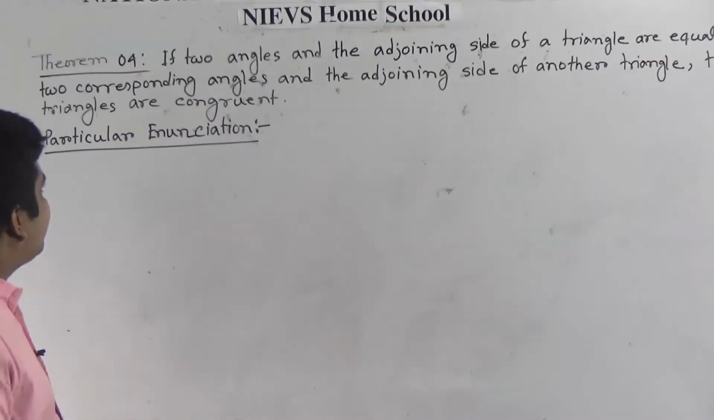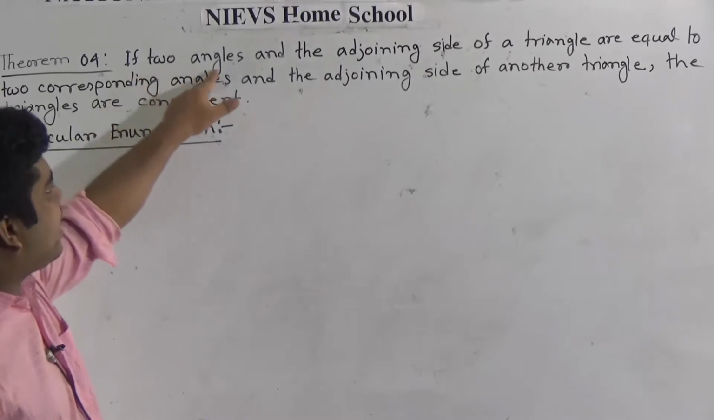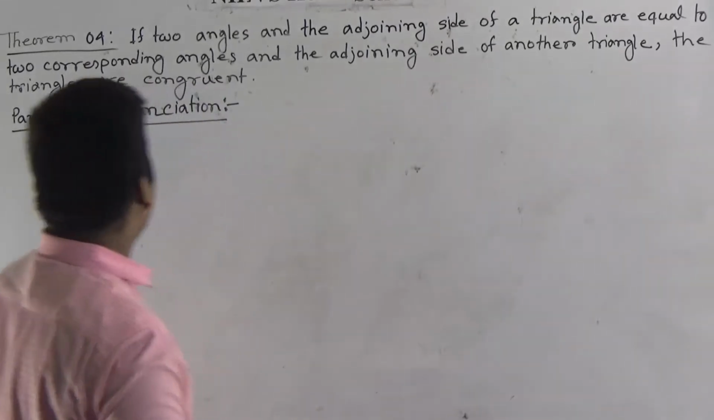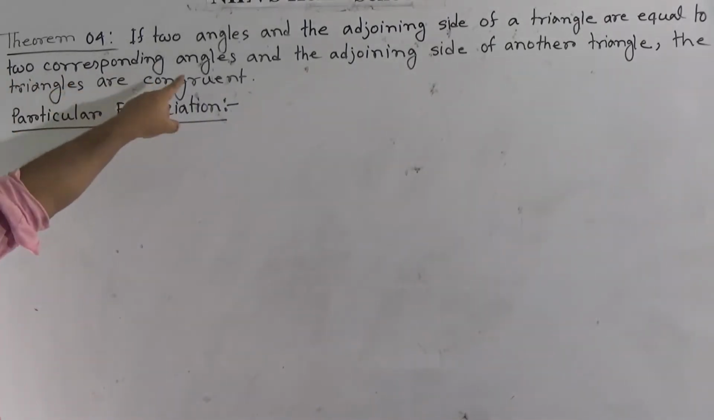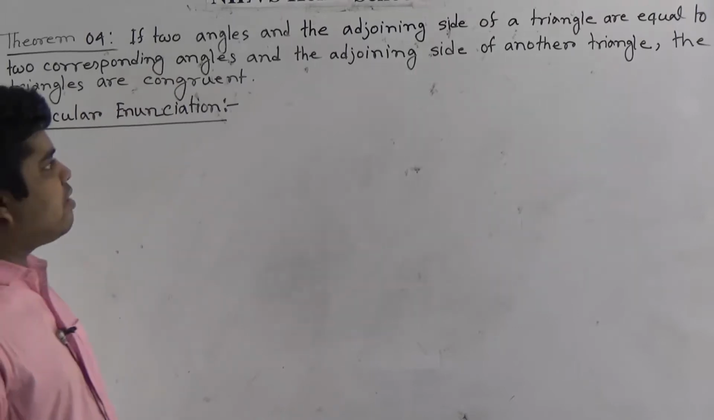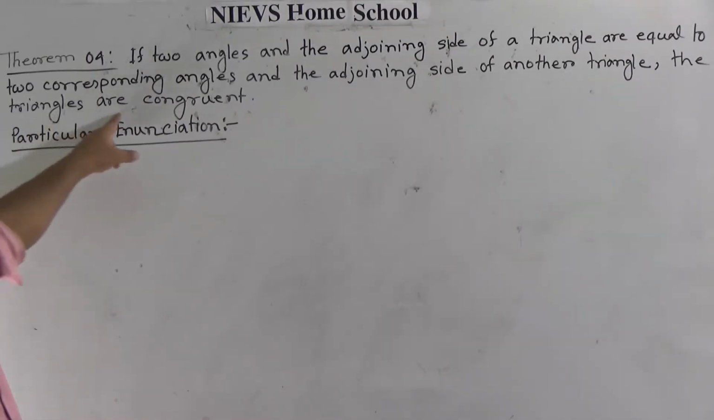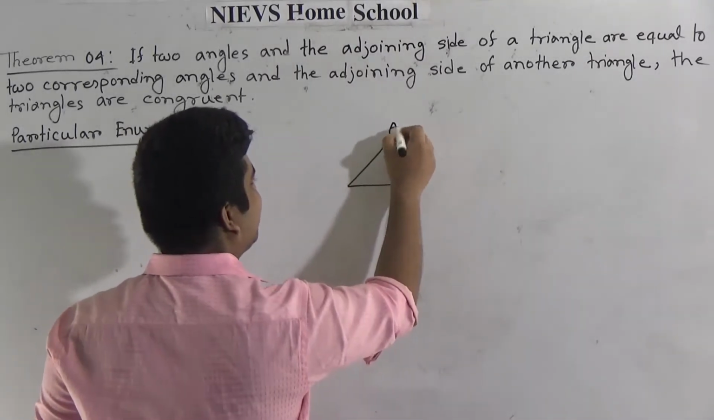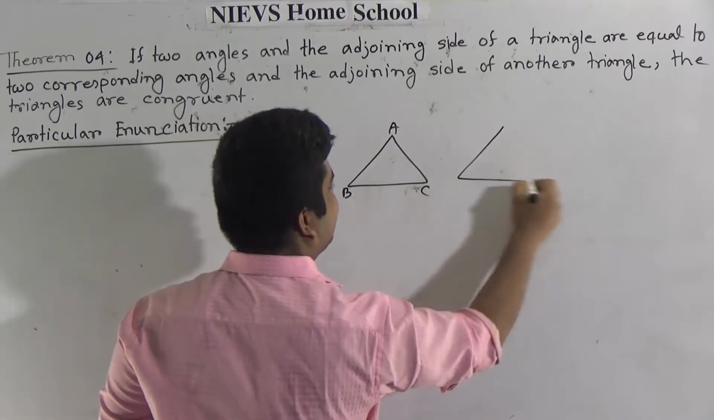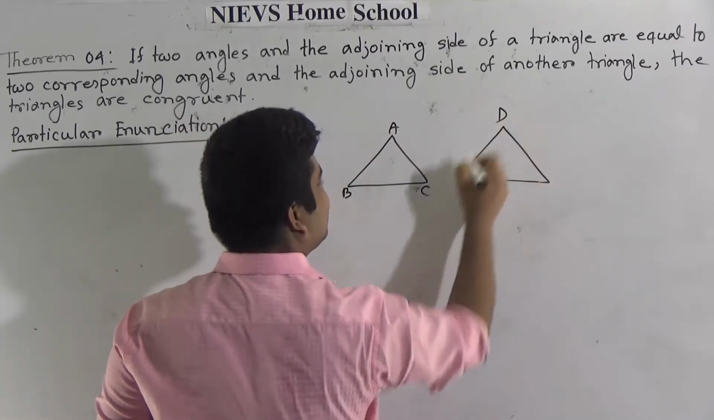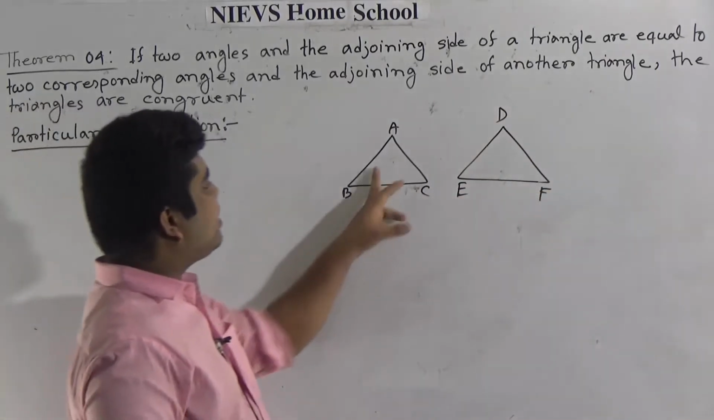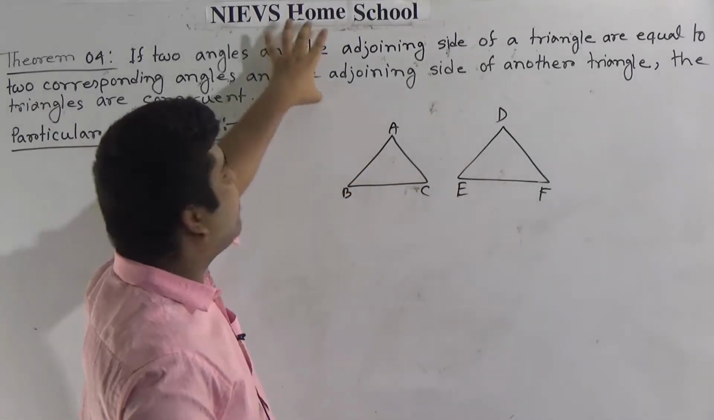The theorem says that if two angles and the adjoining side of a triangle are equal to two corresponding angles and the adjoining side of another triangle, the triangles are congruent. My dear students, notice, suppose this is a triangle and the name of this triangle is ABC. This is another triangle and the name of this triangle is DEF. So my dear students, please justify these two triangles according to your given information.